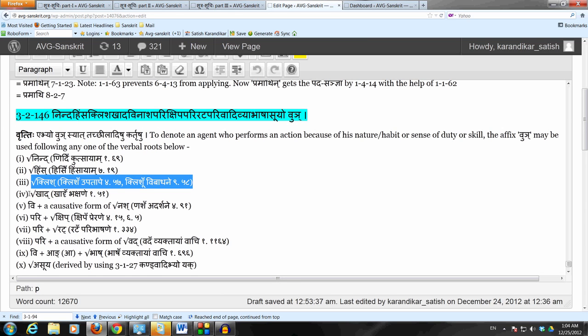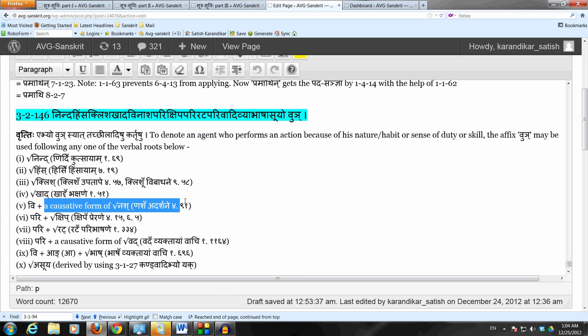Then number 4 is khad, which is khadru bhakshane in the bhvadigana. Number 5 is the upasarga vi plus a causative form of the verbal root nash, which is nasha adarshane in the divadigana. Why do we say causative form? Because the Sutram of Panini says vinasha. So from that we know that the affix nich has been applied, indicated there. So it is a causative form of the verbal root nasha.